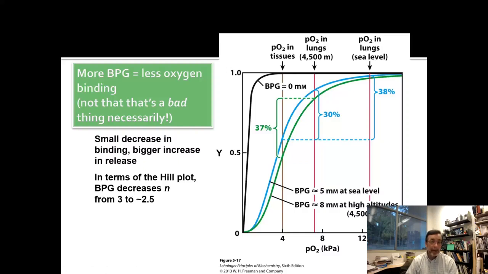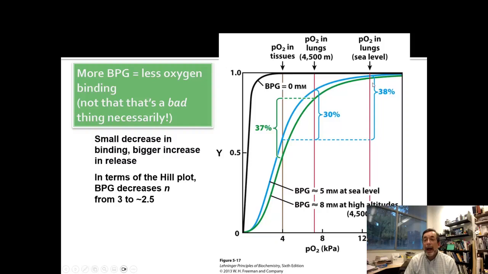Do we make a molecule to actually make it bind more oxygen in the lungs? That actually is not as good of a situation as what evolution has come up with. What evolution has done instead is it's made more of this molecule that makes it bind less. Remember, what matters is the difference between the point in the lungs and the point in the tissues.